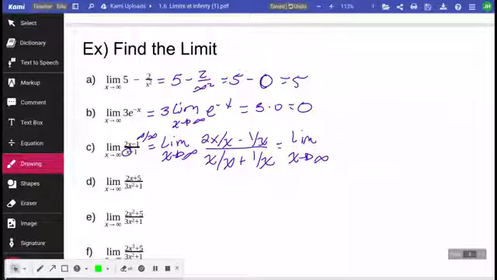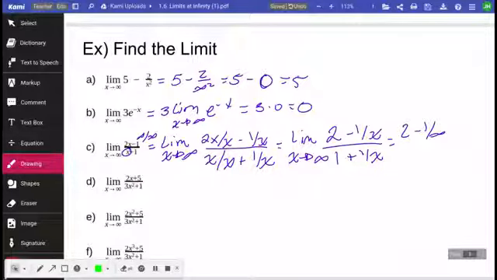So 2x divided by x is just 2. 1 over x stays 1 over x. X divided by x is just 1. And 1 over x stays 1 over x. When I plug in infinity, I'll have 2 minus 1 over infinity, and then 1 plus 1 over infinity. Now remember, dividing by infinity makes the number get tiny. So this is going to 0, and this is going to 0. So I'm left with 2 over 1, or just 2.